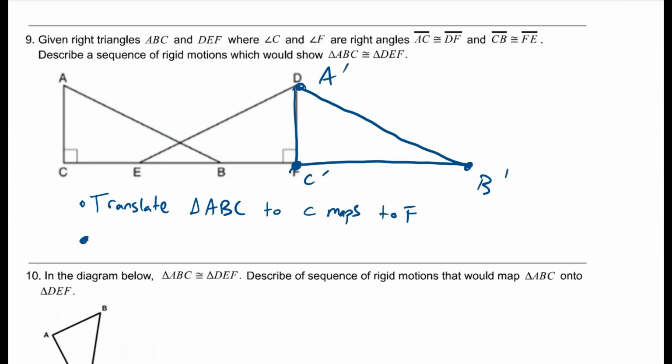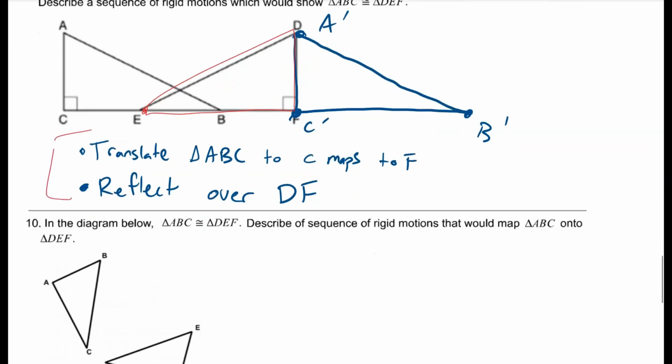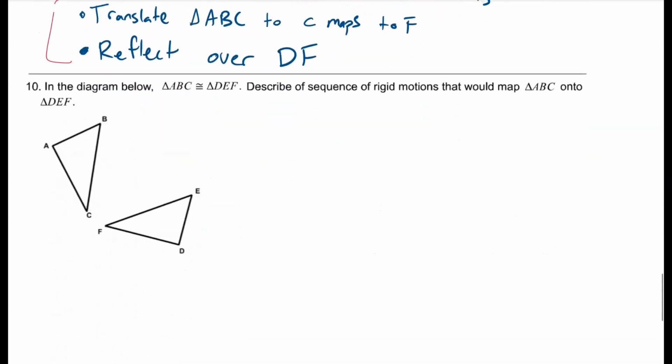Now it looks like I'm almost good because these are symmetric, and if I reflect over DF, I'd be done. So I can now reflect that triangle, and if you're reflecting, give me a line you're reflecting over, DF. So that would take that blue triangle and map it onto the red triangle right there. My triangles were close together, so I only needed 2 different transformations there. But for something like number 10, it might be a little bit more difficult.